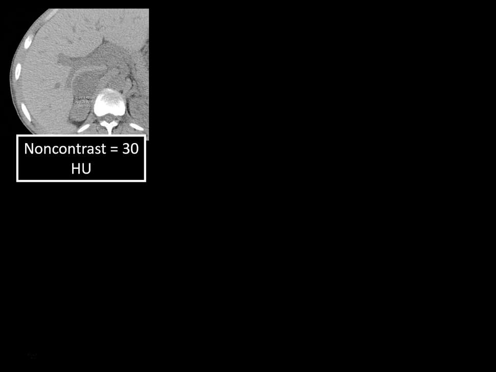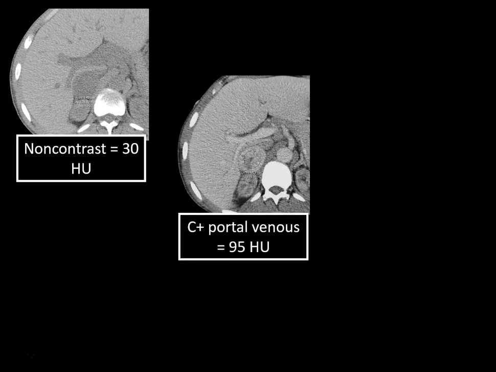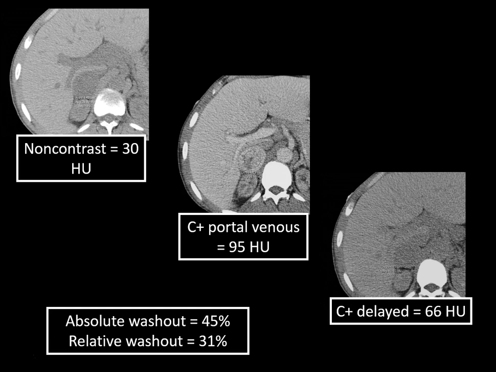So if we continue with the three-phase adrenal CT protocol, the portal venous phase density was 95 Hounsfield units, and then the delayed, which is typically 15 minutes delayed, density is 66 Hounsfield units. And if we put those numbers into the adrenal washout calculator, we get an absolute washout of 45% and a relative washout of 31%. Now, are those washout percentages consistent with a lipid-poor adrenal adenoma? No, they're not. If you have an absolute washout less than 60% and relative washout less than 40%, that's not consistent with adenoma.